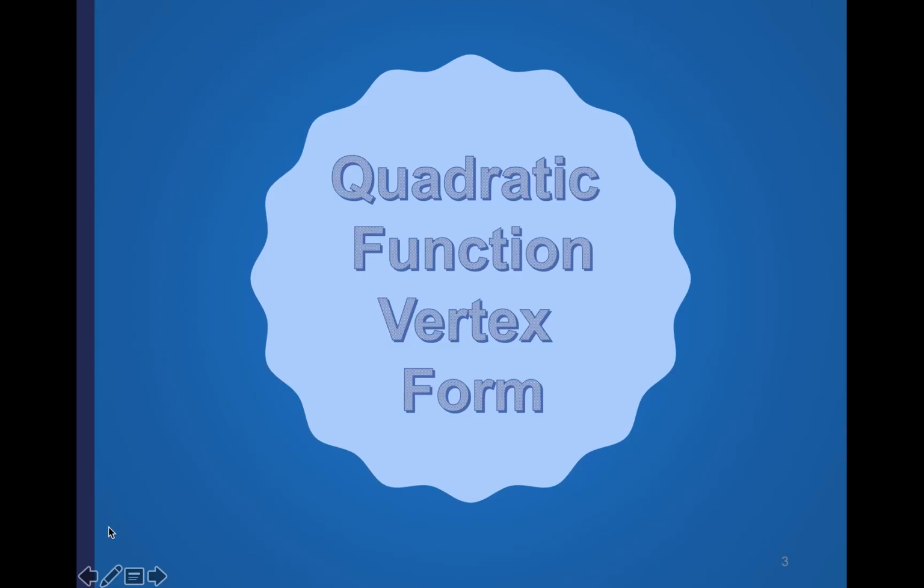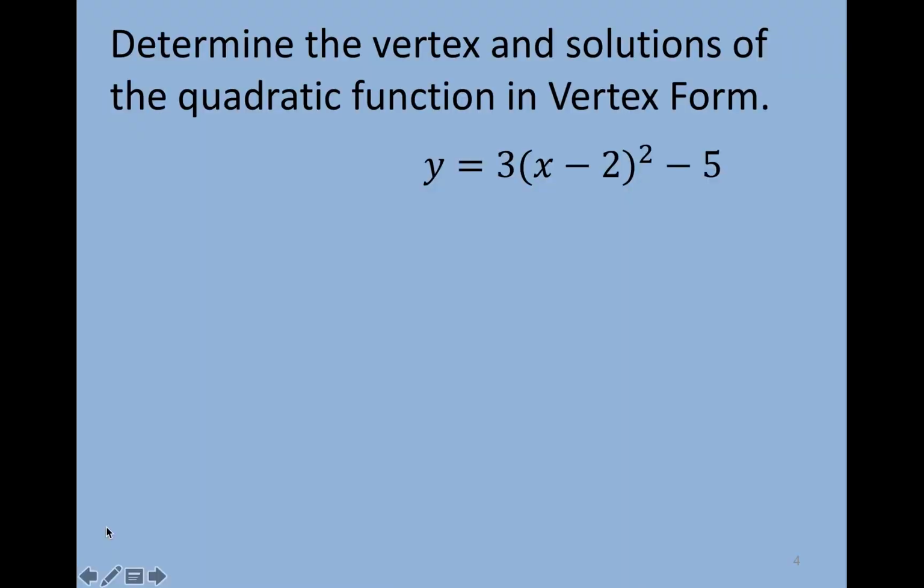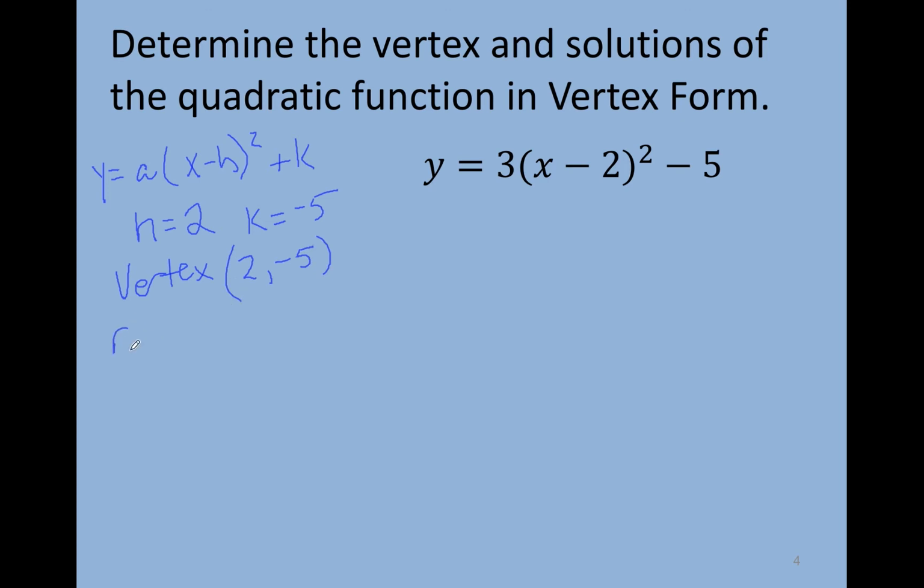The quadratic function in vertex form. Vertex form is y equals a times x minus h squared plus k. So h in this example is going to be positive 2. k is going to be equal to negative 5. So my vertex is 2 comma negative 5. My axis of symmetry is x is equal to 2.